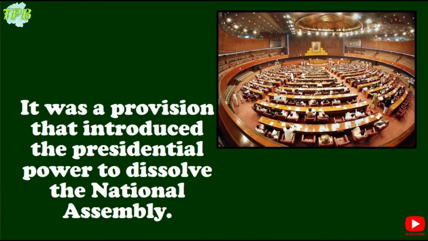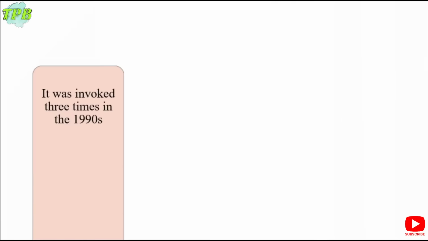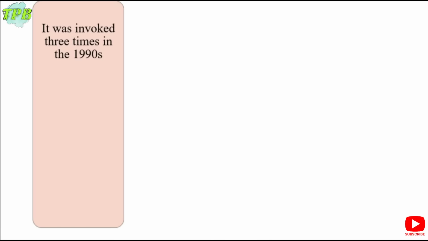It was a provision that introduced the presidential power to dissolve the National Assembly. Not only that, it also created a tug of war between the Prime Minister and the President over the power in the government. This article was invoked 3 times in the 1990s, making it the most politically challenging time for Pakistan. None of the governments were able to complete 5 years in the government.